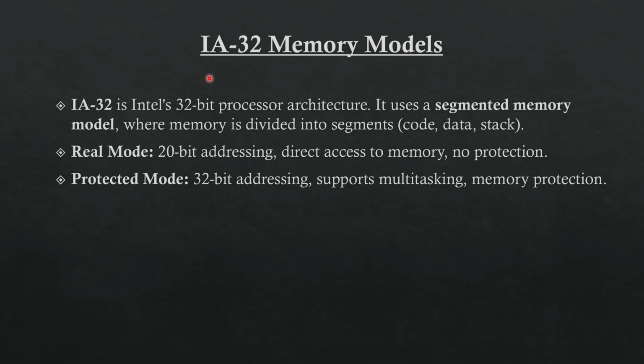Then come the various IA32 memory models. IA32 is Intel's first 32-bit processor architecture, which uses a segmented memory model where memory is divided into segments like code, data or stack, and it can operate in real mode or in protected mode. In real mode, it has 20-bit addressing, direct access to memory and no protection. In protected mode, it has 32-bit addressing, supports multitasking, and memory protection is there.